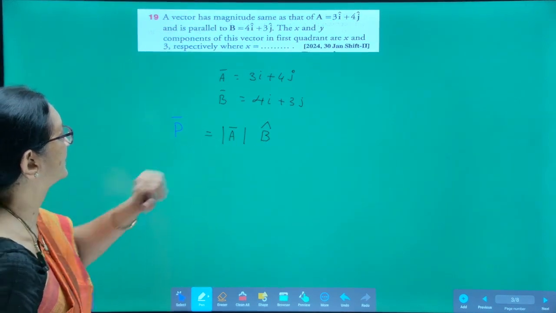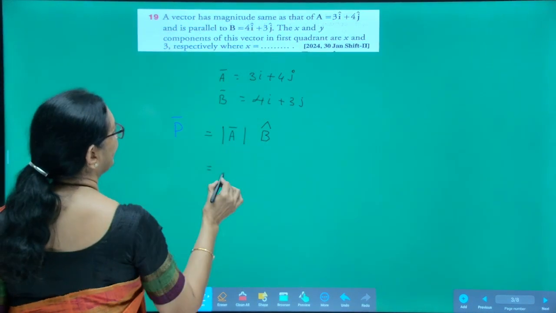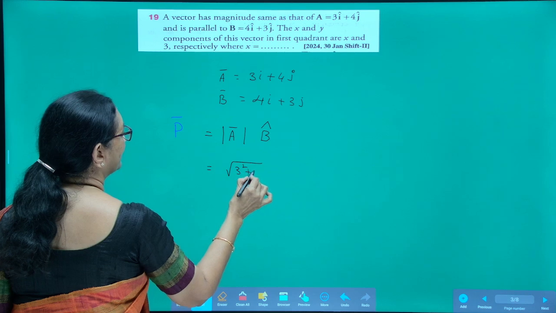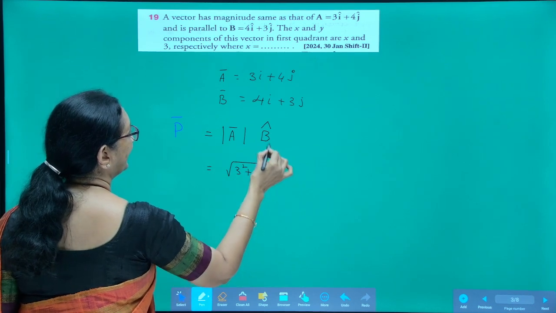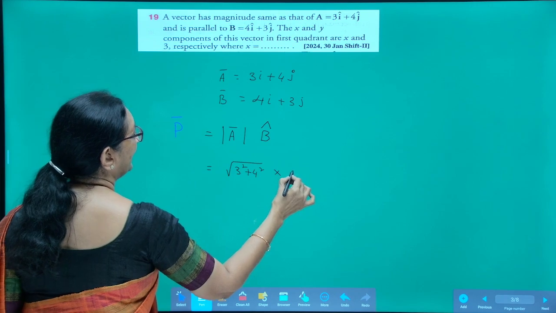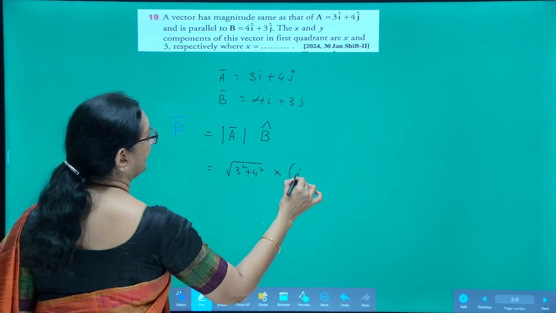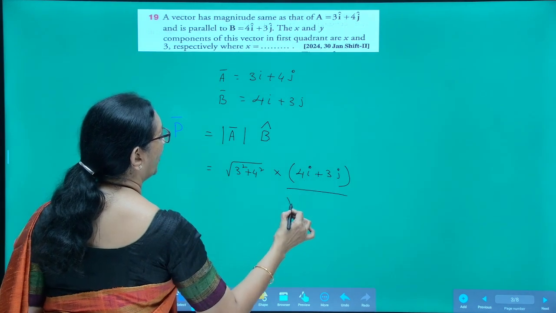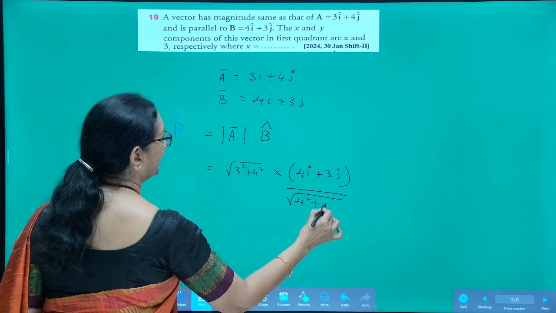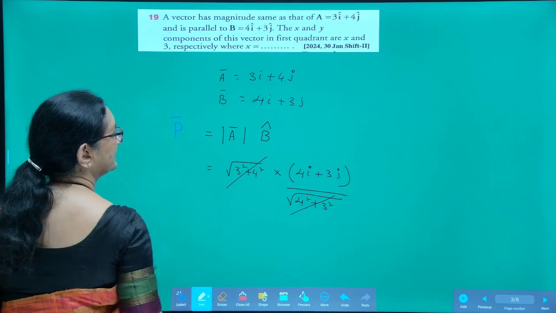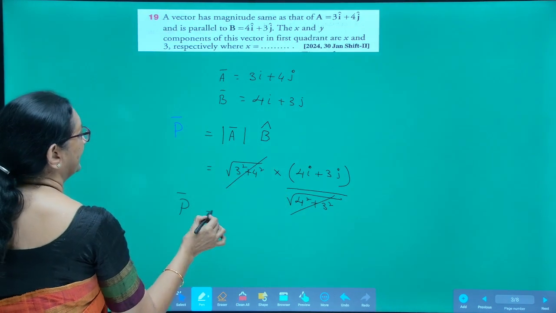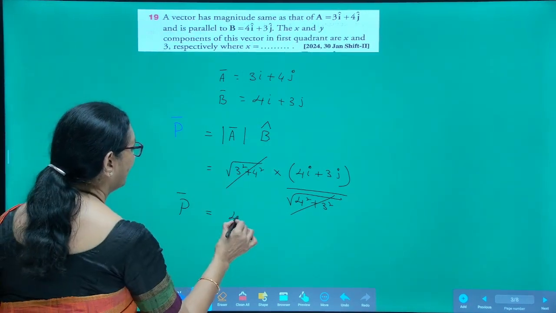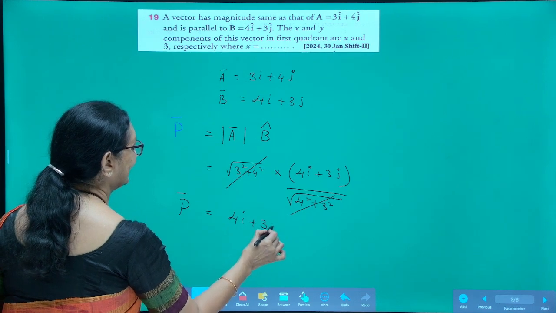You are supposed to find this vector. What is the magnitude of A? Square root of 3 square plus 4 square. What is the unit vector of B bar? B bar by modulus of B, meaning 4i plus 3j by modulus of 4 square plus 3 square. This is 5, gets cancelled. So, the vector which has the magnitude of A parallel to B is 4i plus 3j.